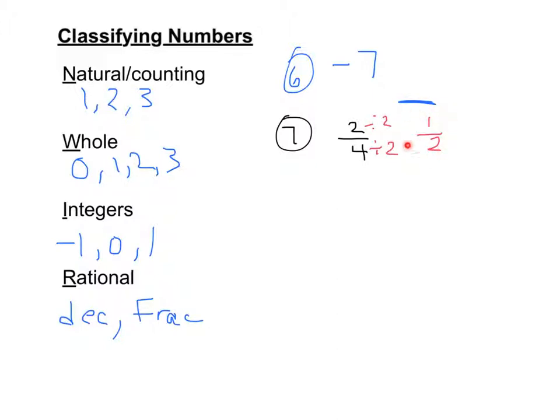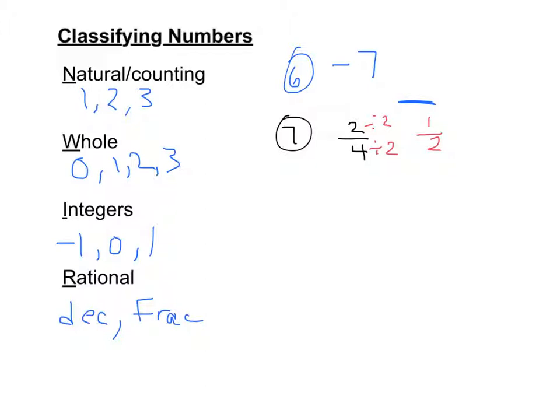So with 1/2, I'm going to look over here and say, do I naturally count to 1/2? No, that'd be kind of silly if you did. I naturally start counting with 1, 2, 3. So that's not natural counting. Is it 0 or my counting numbers? No, so it's not a whole. Integers, would I find 1/2 on the number line? No, I don't find fractions or decimals on the number line, so it's not an integer. Rational, is it a decimal or a fraction? Yes, this one is a fraction, so it would fall under rational numbers. So that would only be a rational number.